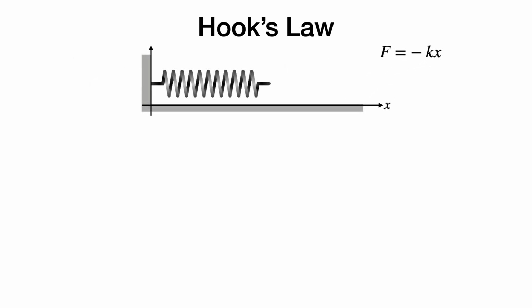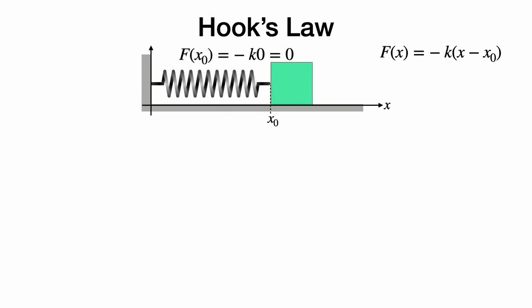So, consider our spring and Hooke's law, which is F is equal to minus kx. The end of the spring will be at some equilibrium position x naught, and we can rewrite Hooke's law in terms of this position as F of x is equal to minus k times the displacement, x minus x naught. Now let's let the spring be connected to some object, and when the object is sitting with its edge at the equilibrium position, then the force of the spring on the object is going to be 0.